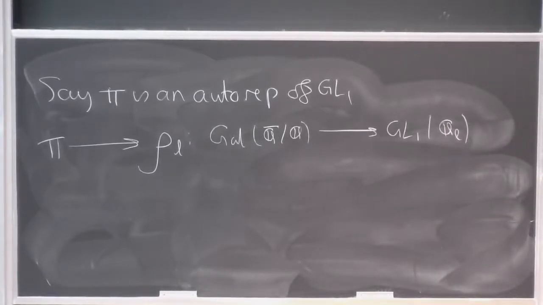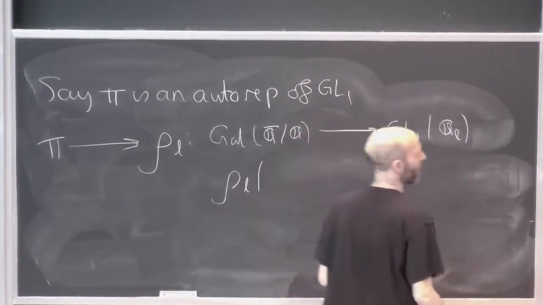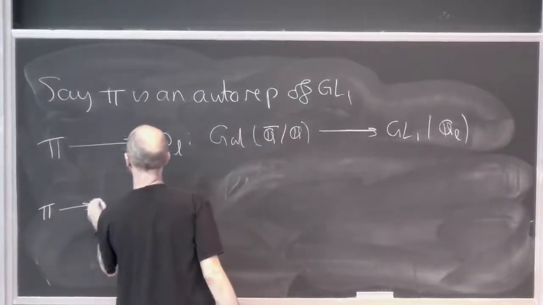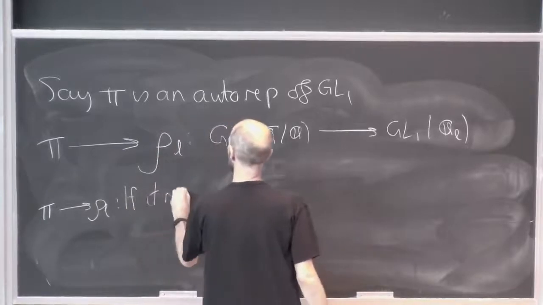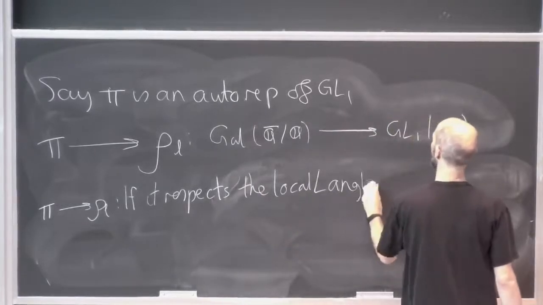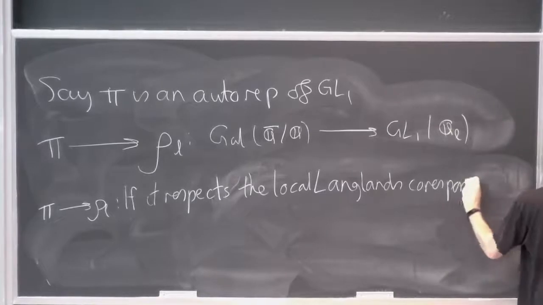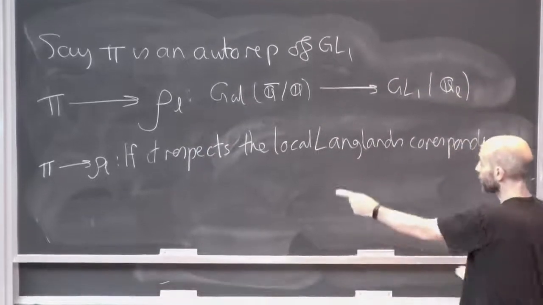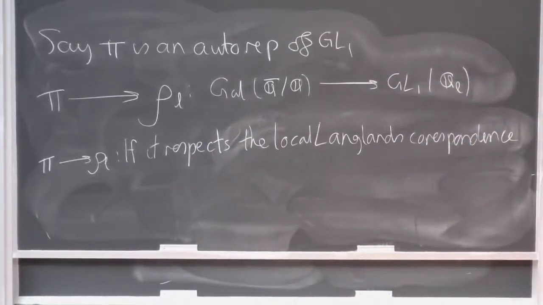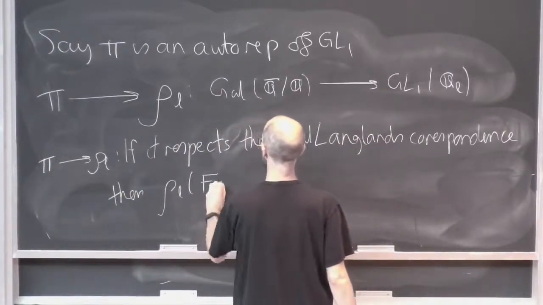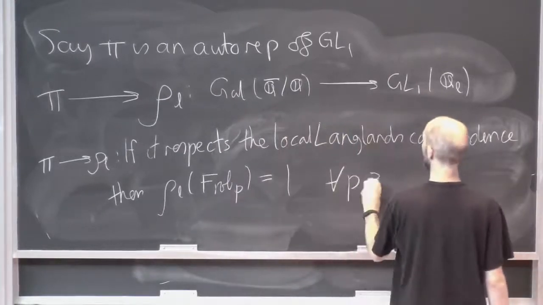And now what's this going to be? I guess rho_L, what do we know? If this correspondence, pi to rho, respects the local Langlands correspondence, which we understand quite well for GL1, and the global correspondence should respect the local correspondence, then because my graduate student annihilated every prime p bigger than 100, that means rho_L of Frob p is the identity for all p bigger than or equal to 100.